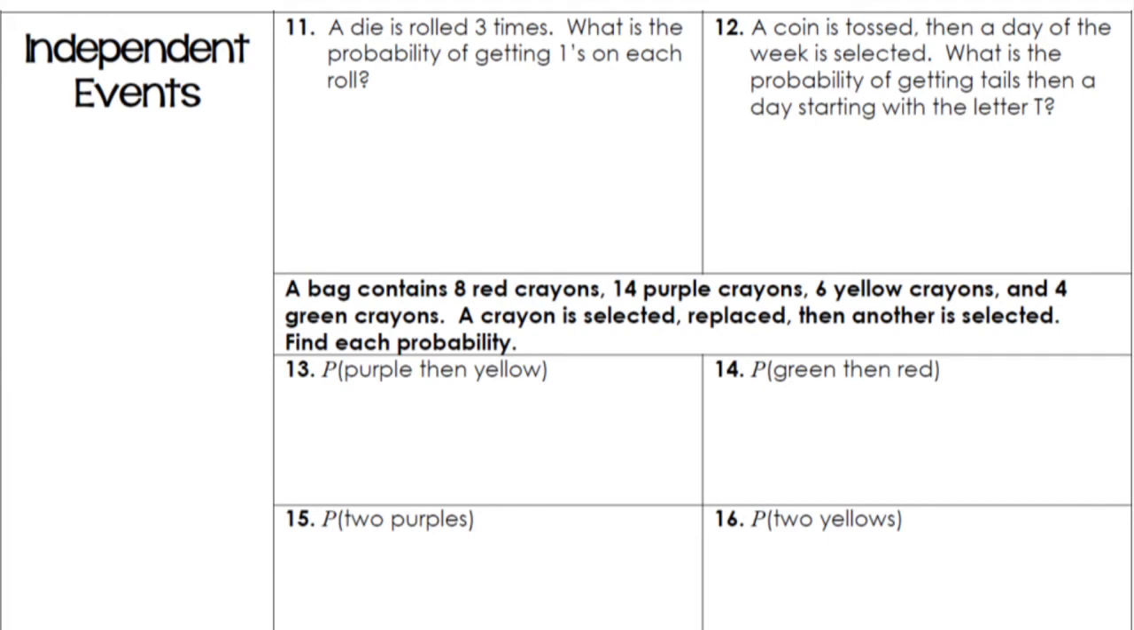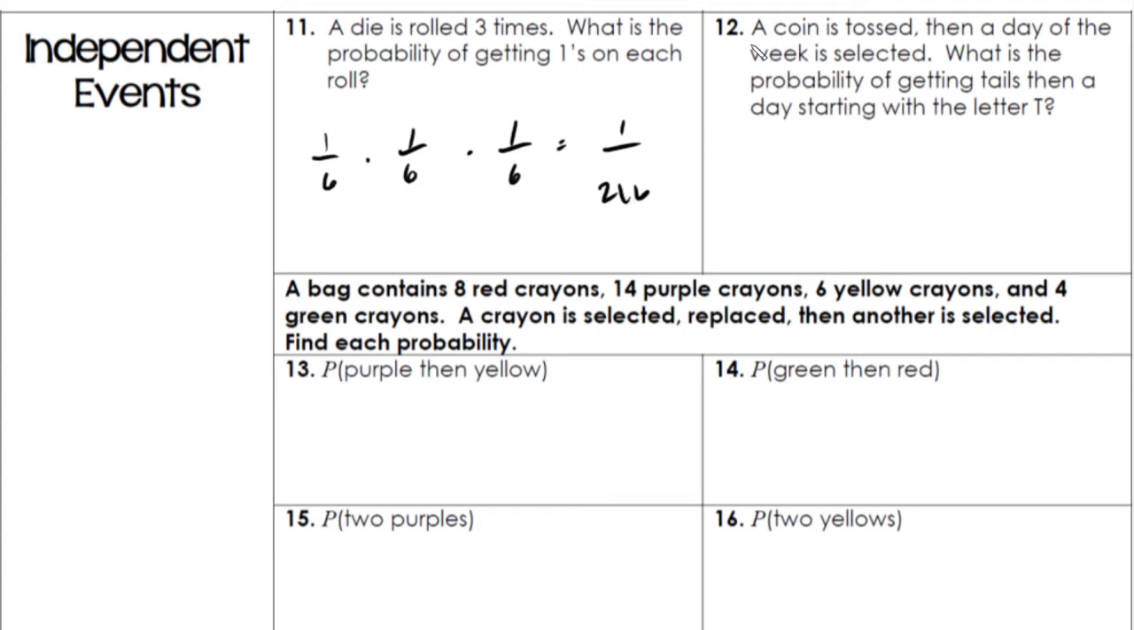All right. So, what is the probability of getting 1s on each roll? Well, it's going to be a 1 out of 6 to get a 1 the first time, a 1 out of 6 to get a 1 the second time, and a 1 out of 6 to get a 1 the third time. And so, multiply the tops and the bottoms together, and you're going to get 1 over 216.